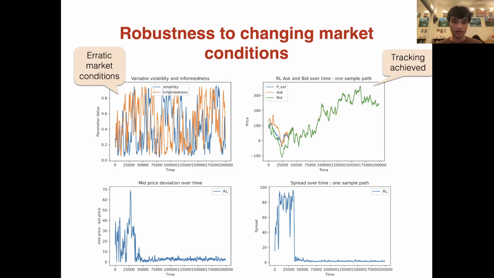In the top left, we have the market conditions of the external environment. We see that the volatility and informedness are behaving quite erratically. In spite of that, on the top right, we see that the ask and bid prices converge quite closely to the external price. The deviation of the mid price from the external price also decays, and the spread also approaches a reasonable value.